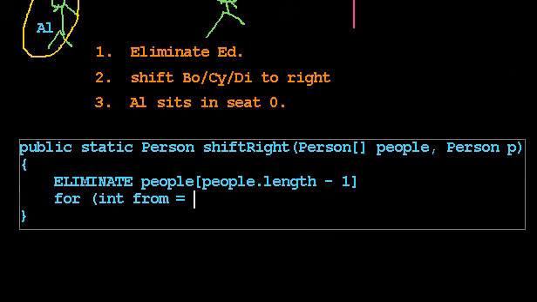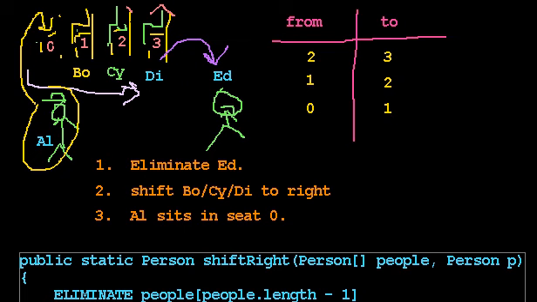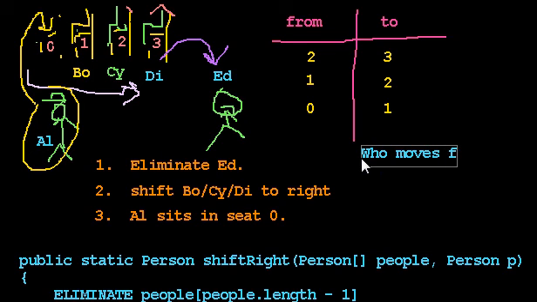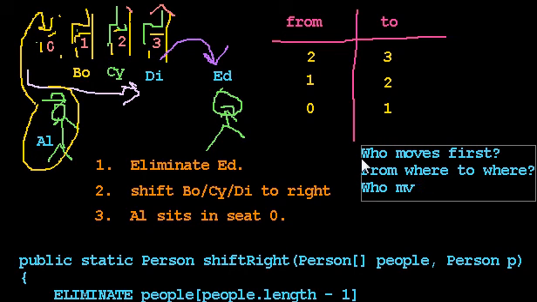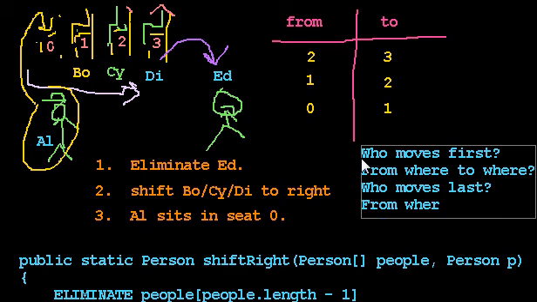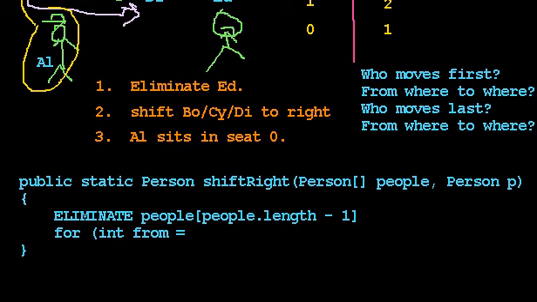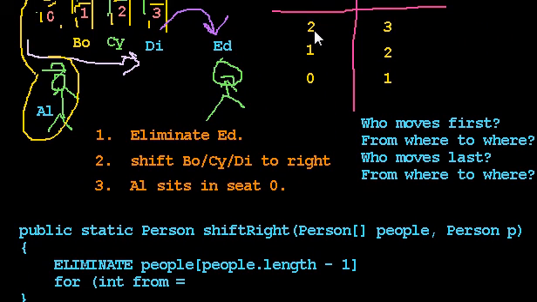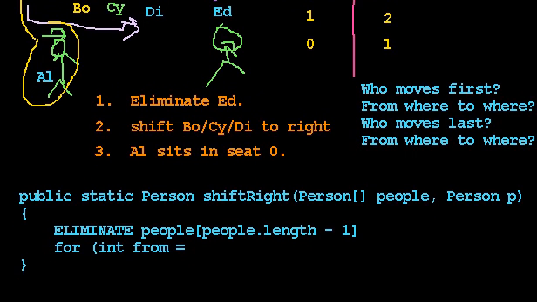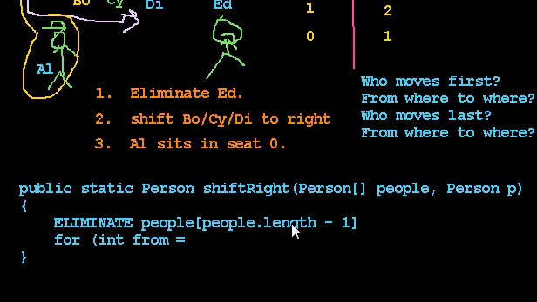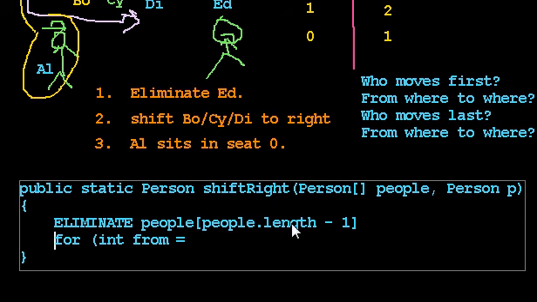The first seat I move from. So actually the key questions you want to ask yourself as you write this program are: who moves first, from where to where? Who moves last, from where to where? And if you know that, you'll be in good shape for writing the program. So who moves first? Well, the rightmost person moves first, and they move from the second to last seat to the last seat. So where do they move from? They move from the second to last seat.